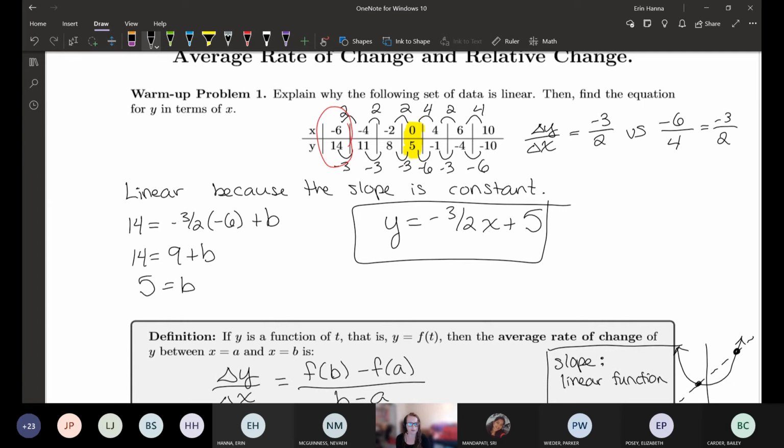Questions, concerns about that before we continue on with our notes that we've got here?